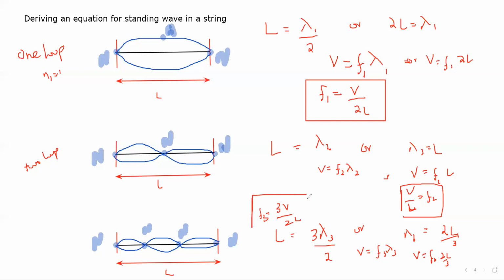So if we generalize, if we write a general formula for frequency, we can say Fn, the frequency for n loops, is equal to nV divided by 2L. This is a general formula which relates the frequency with the speed and the length. And this formula shows that the frequency is inversely proportional to the length of the string. If speed is kept constant, a shorter wire will have a higher frequency, or produce more vibrations per second when disturbed, as compared to a longer wire.